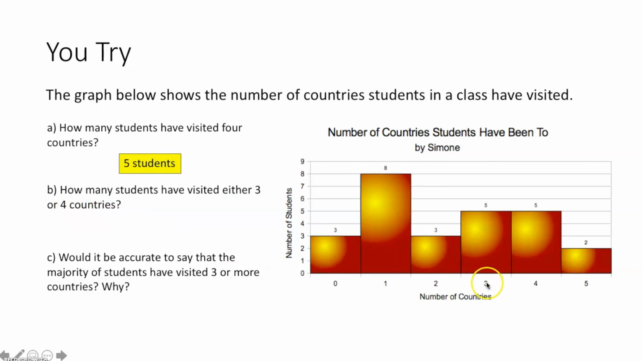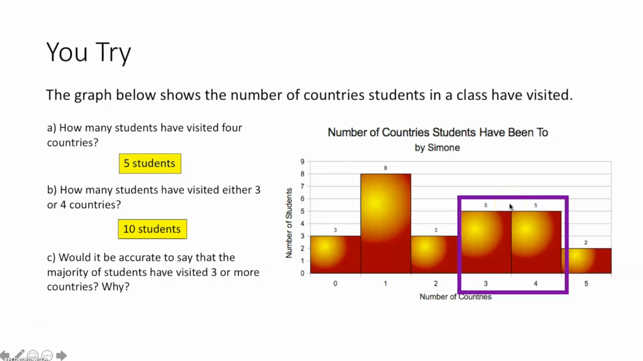So we look and we see, okay, 3 or 4 countries. That would be 5 students for 3 countries and 5 students for 4 countries. If you're saying how many students have visited either 3 or 4, then you add those together and you get 10 students. Lastly, would it be accurate to say that the majority of students have visited 3 or more countries?